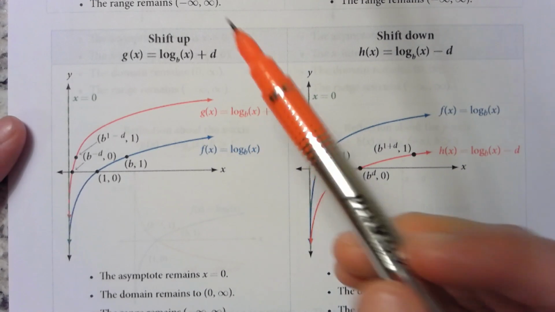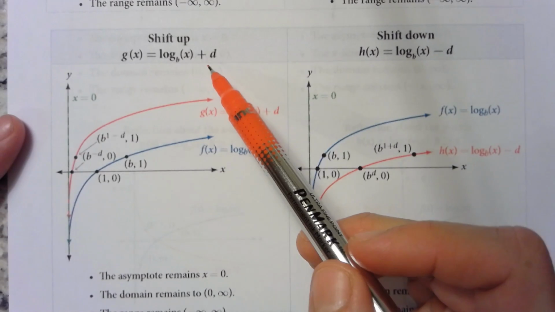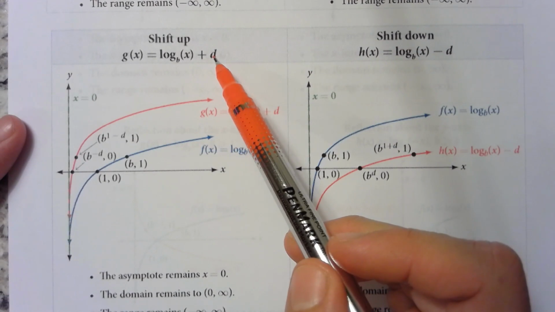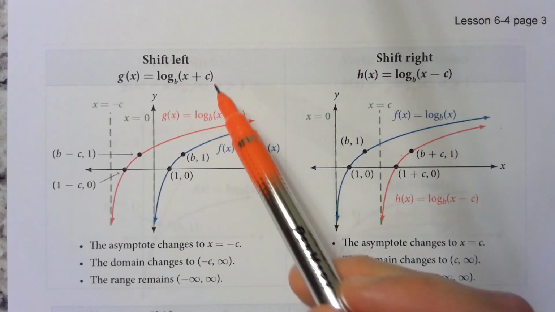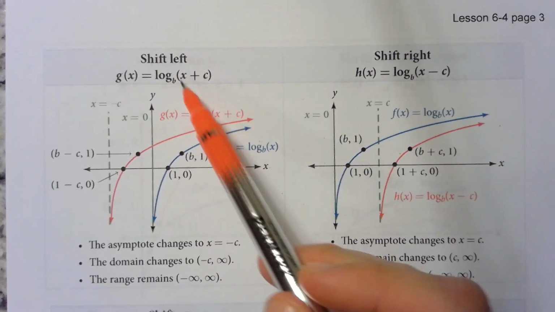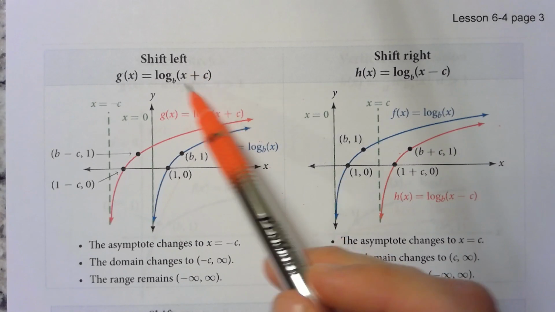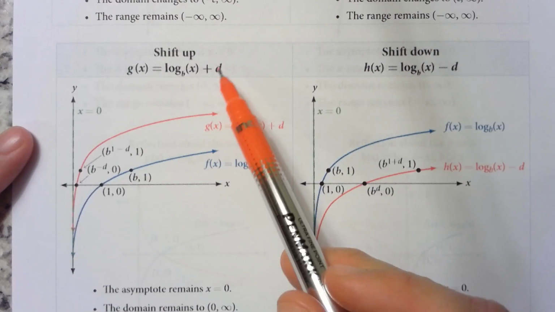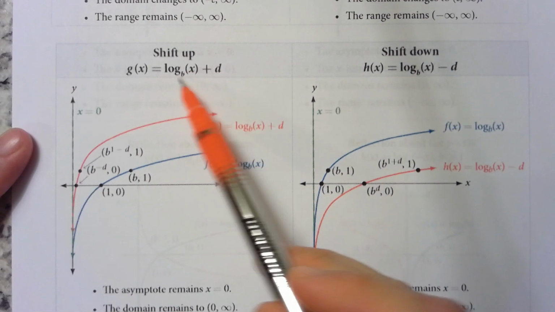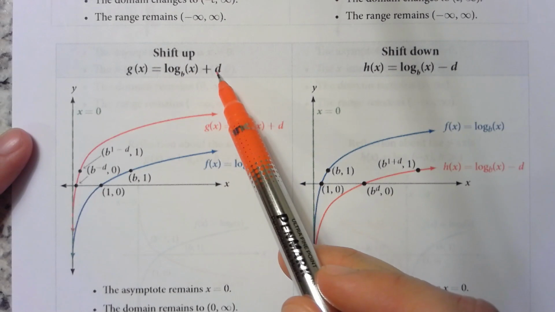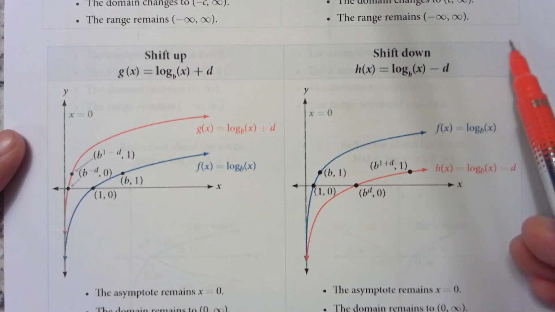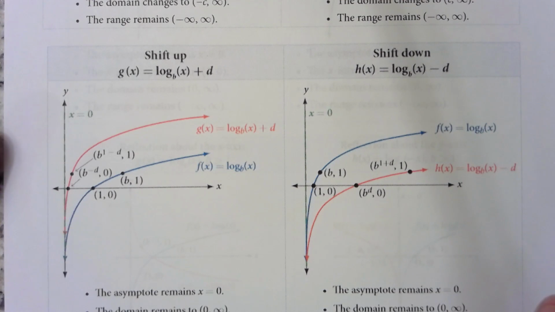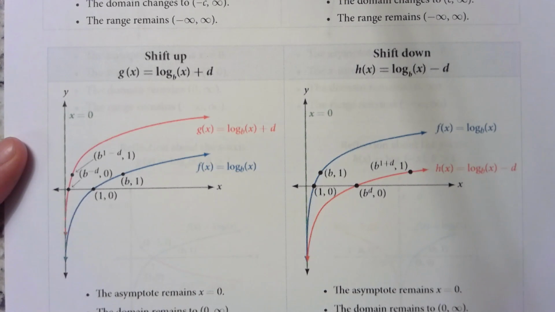Alright, so then if you have a number that is added or subtracted outside the function, I want you to notice the difference between this one and this one. This c is inside the logarithm. It's inside the function. This d is outside the argument, right? It's outside the function. This is a vertical shift. It will go up d units or down d units. All of this information is exactly the same as all of the other transformations that we learned about.